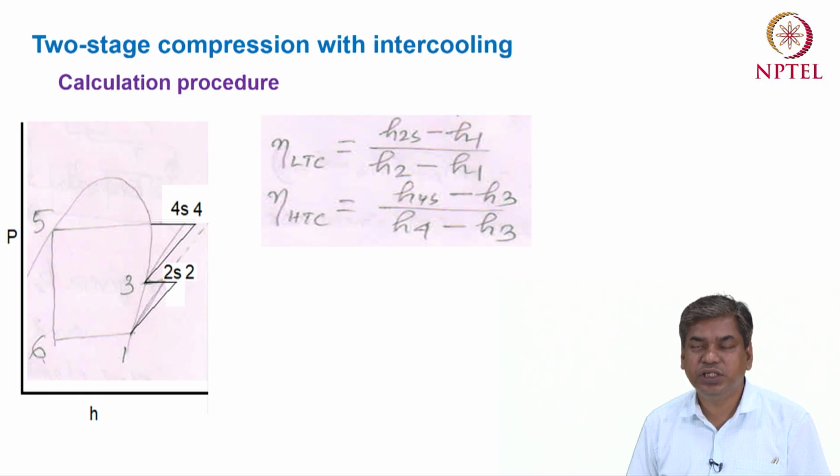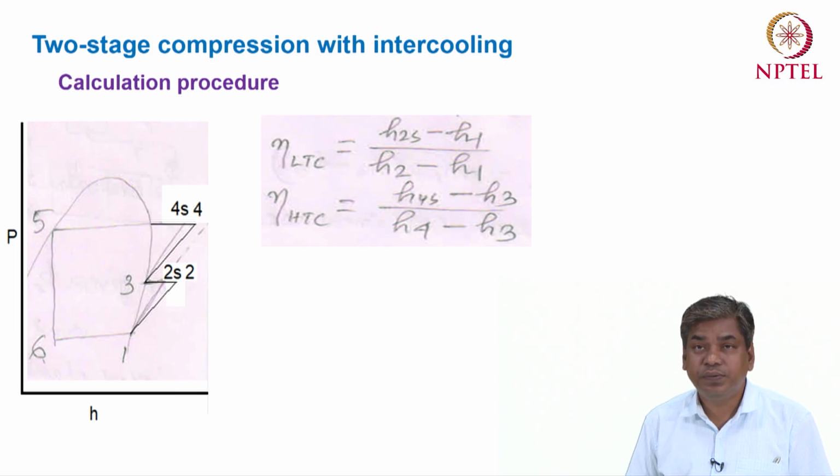Similarly for the process 3 to 4, at point 4s the entropy is equal to the entropy at point 3 and the pressure is equal to the condenser pressure. So we can get the enthalpy at this point, and then we can calculate the enthalpy at point 4, after the second compressor. By this way we can evaluate the enthalpies at the different points of the cycle.